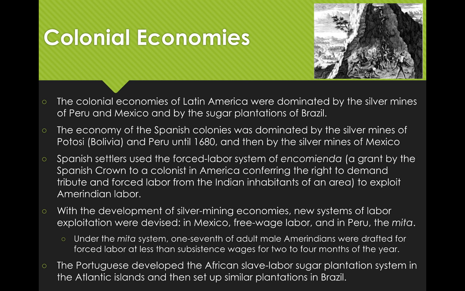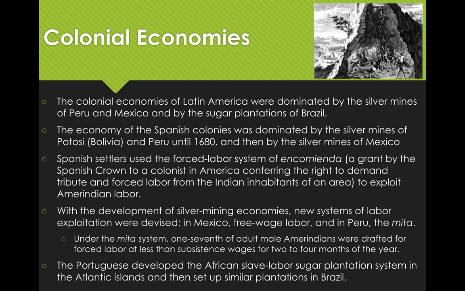With the development of silver mining economies, new systems of labor exploitation were devised. And in Mexico, you have free wage labor, and in Peru, the mita system. And under the mita system, 1/7 of adult male Amerindians were drafted for forced labor at less than subsistence wages for 2 to 4 months of the year. It's basically temporary slavery. The mita system undermined the traditional agricultural economy. It weakened Amerindian village life, and it promoted the assimilation of Amerindians into Spanish colonial society. Because quite often, this 2 to 4 months became 7 months, 10 months.